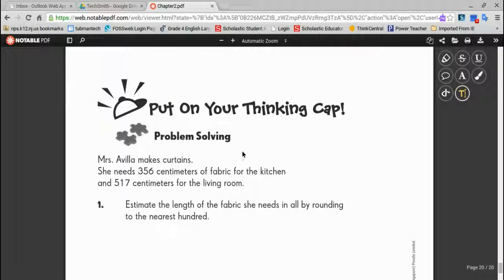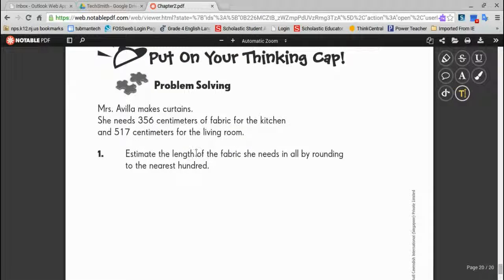This is page 38. Put on your thinking cap. Problem solving. Mrs. Avila makes curtains. She needs 356 centimeters of fabric for the kitchen and 517 centimeters for the living room. Estimate the length of fabric she needs in all by rounding to the nearest hundred.